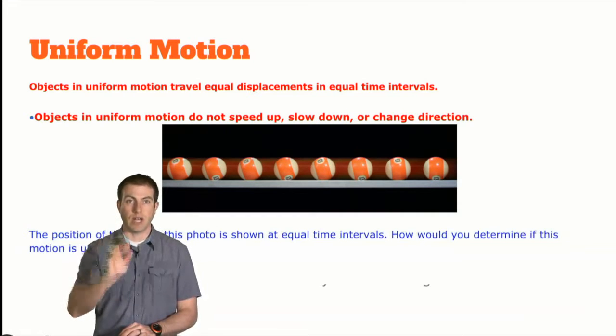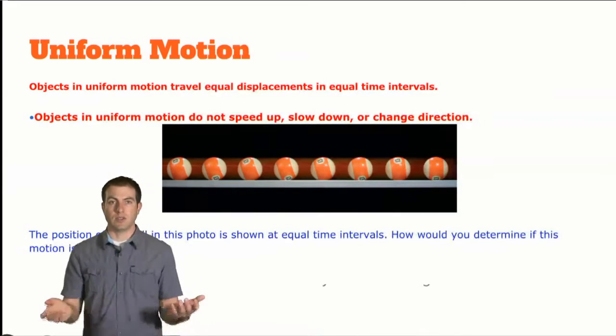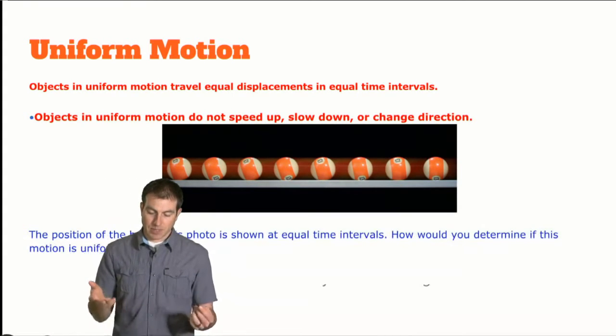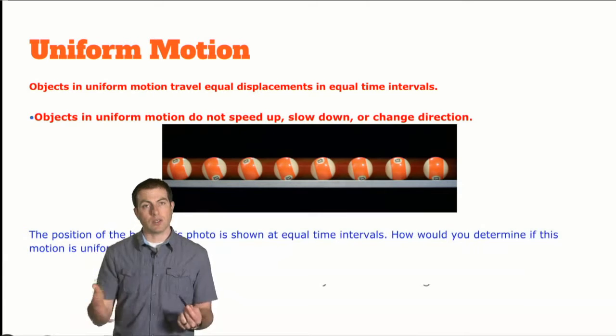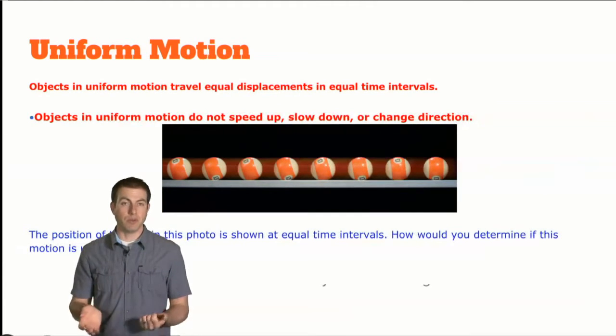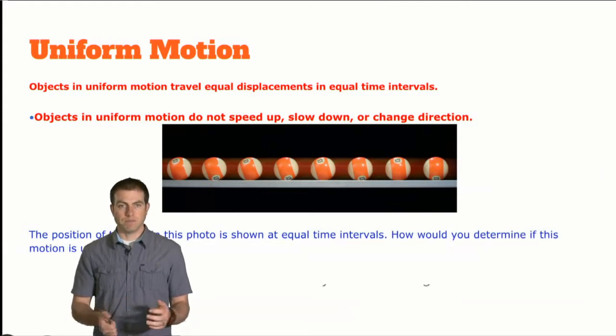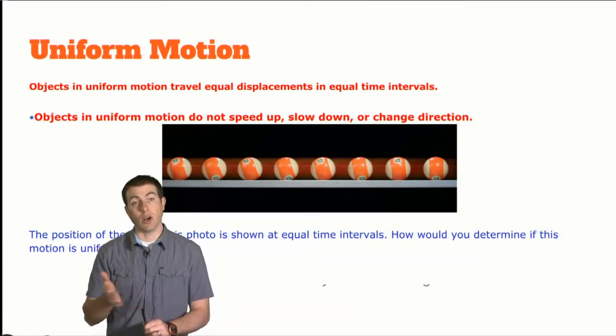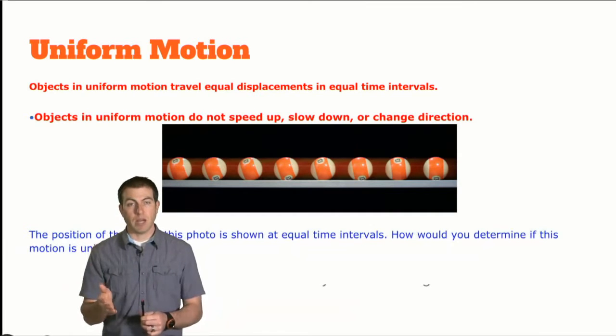If you want it to flash 5 times per second, you can set it to flash that many times. But it's not speeding up, it's not slowing down, and it's not changing direction. This is the important part of uniform motion. So uniform, whatever that means to you, uniform motion is just an object that's moving the same amount of distance in the same amount of time.